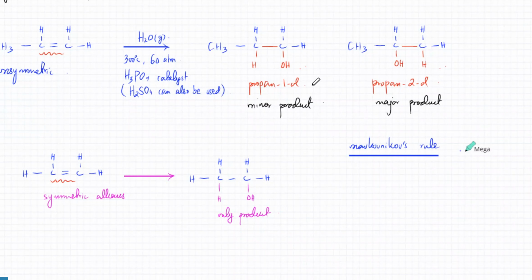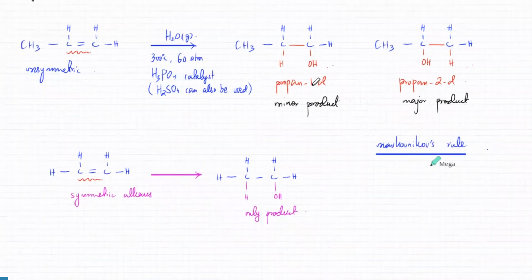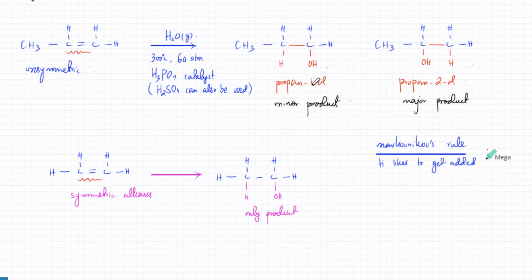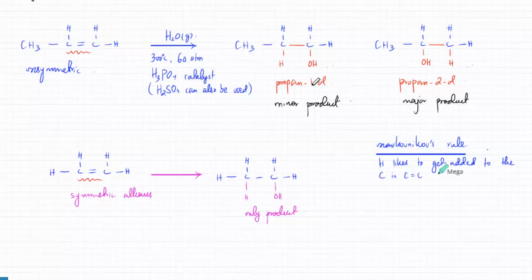What the rule suggests is that when you have an issue where you're getting two different products during an addition reaction, the major product is the one where the H likes to get added to the carbon in the double bond that is already bonded to more H atoms.